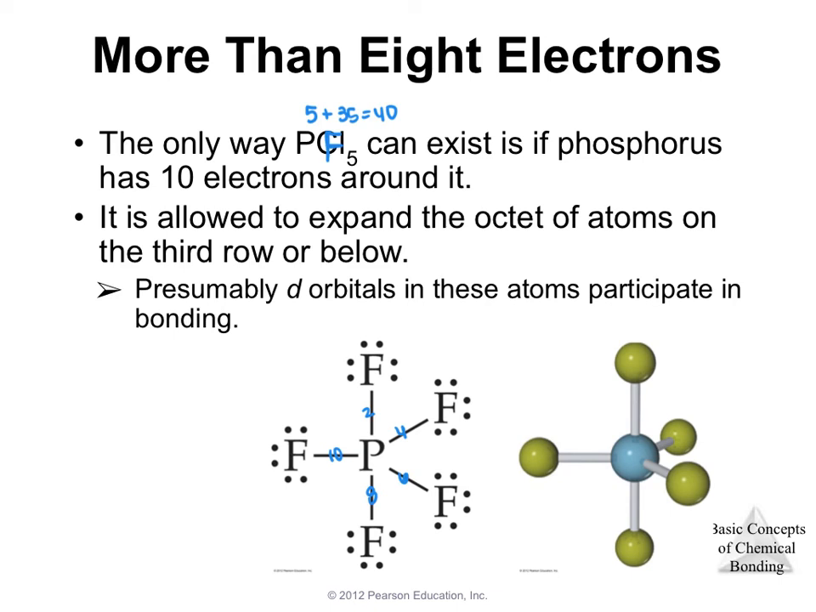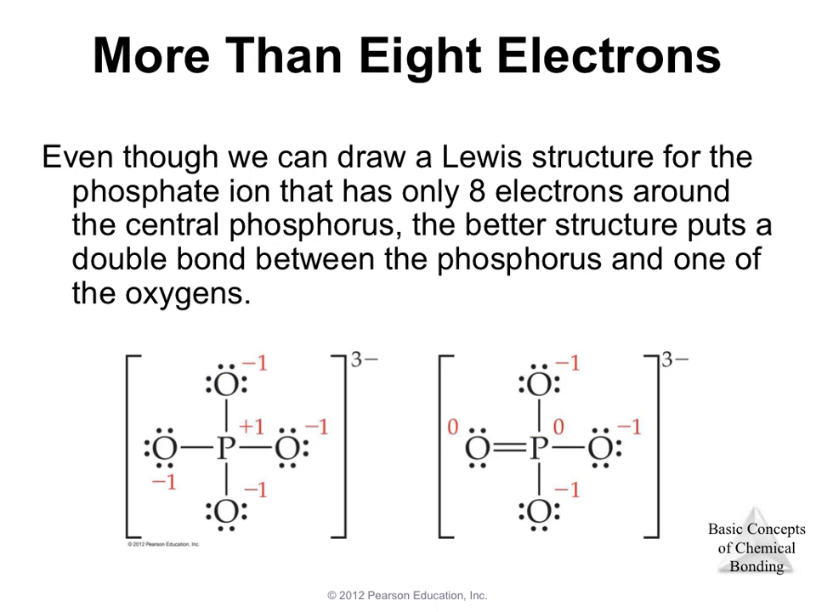So when we look at this form, fluorines each brought 7 and have 7. So each of these fluorines has a formal charge of 0. And the phosphorus brought 5 and has 5. So it also has a formal charge of 0. So this is a completely stable structure.